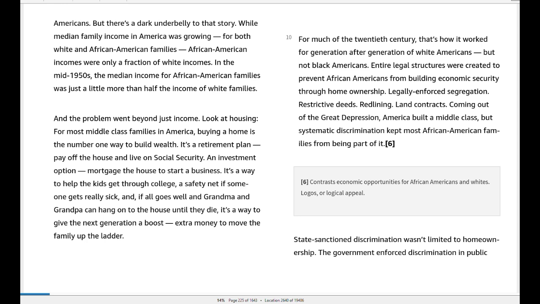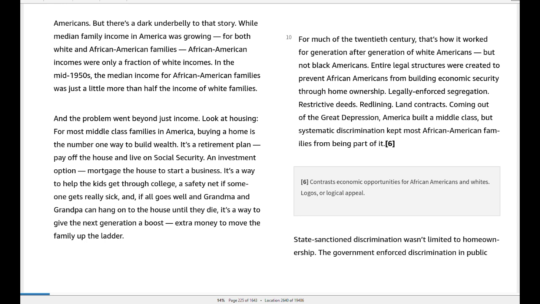For much of the 20th century, it's how it worked for generation after generation of white Americans. Entire legal structures were created to prevent African Americans from building economic security through home ownership: legally enforced segregation, restrictive deeds, redlining, land contracts. Coming out of the Great Depression, America built a middle class, but systematic discrimination kept most African American families from being a part of it. Student Note 6. Contrasts economic opportunities for African Americans and whites. Logos and logical appeal.